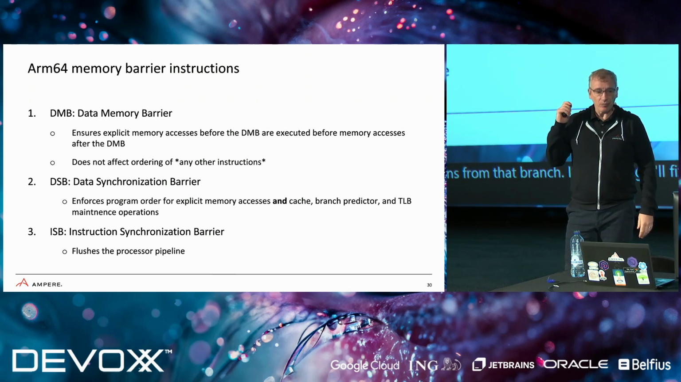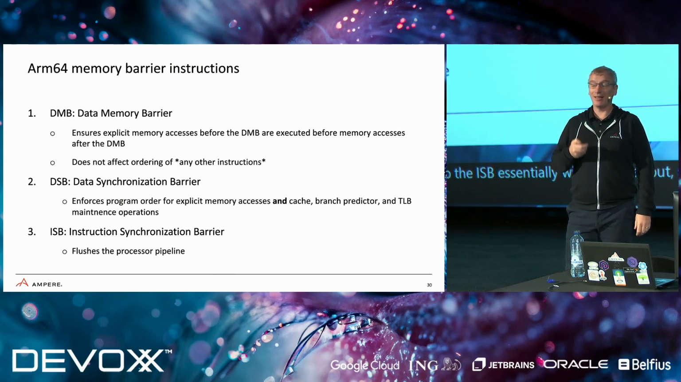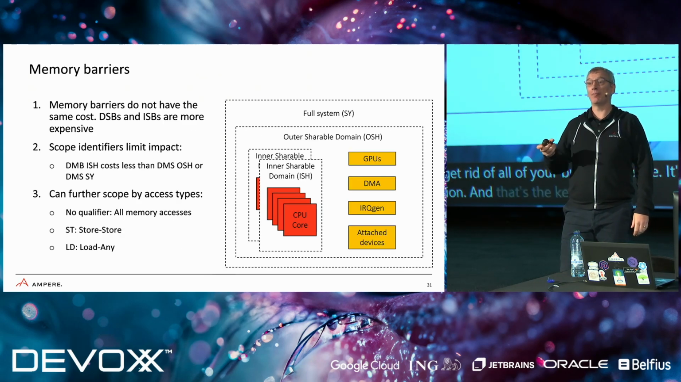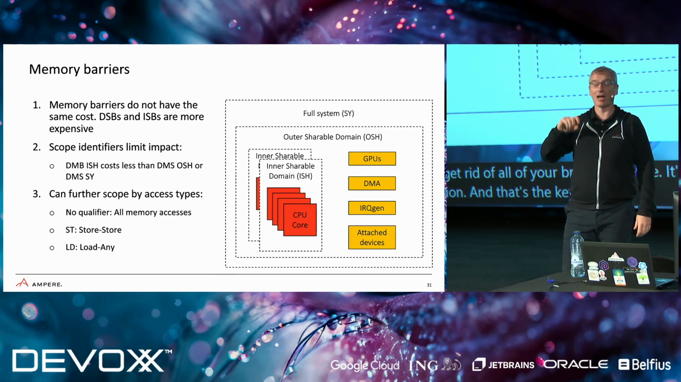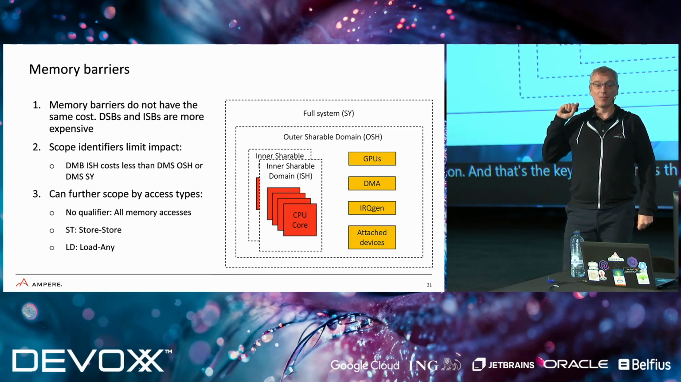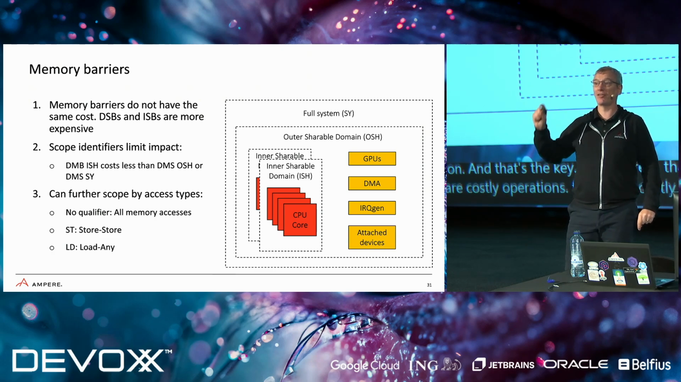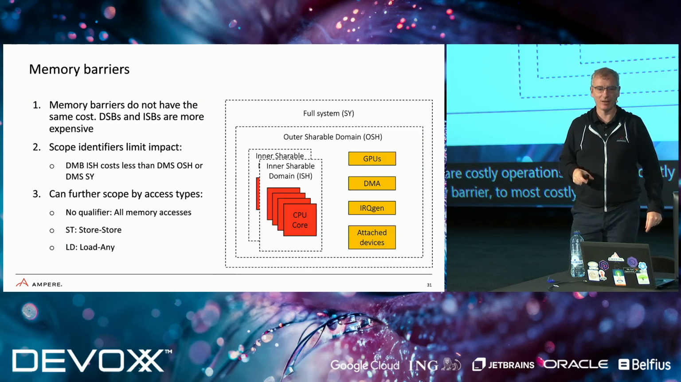Okay, so the ISB essentially wipes all that out, says you need to get rid of all of your branch pipeline. It's a costly operation. And that's the key point here, is that these things are costly operations, from least costly DMB, data memory barrier, to most costly DSB or ISB, which can both be very costly.